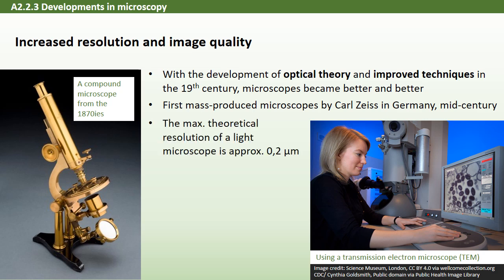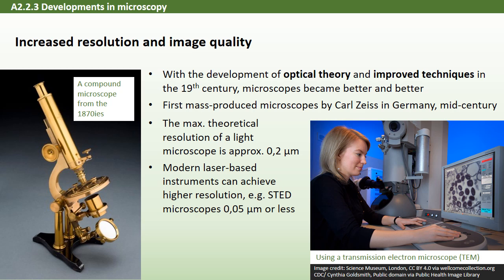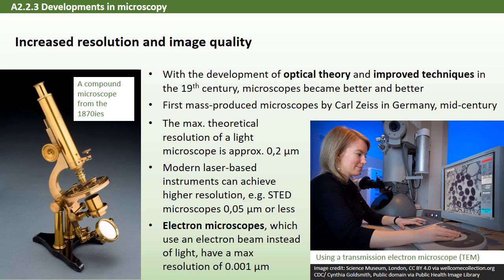The maximum theoretical resolution of the light microscope is approximately 0.2 micrometers, and this is a physical constraint that has to do with the wavelength of visible light. However, some modern laser-based instruments can achieve higher resolution, for example STED microscopes, 0.05 micrometers or less. Their use is, however, much more limited than a normal, regular light microscope. Then there are electron microscopes, which use an electron beam instead of light, and they have a maximum resolution of 0.001 micrometers, so that's 1 nanometer.